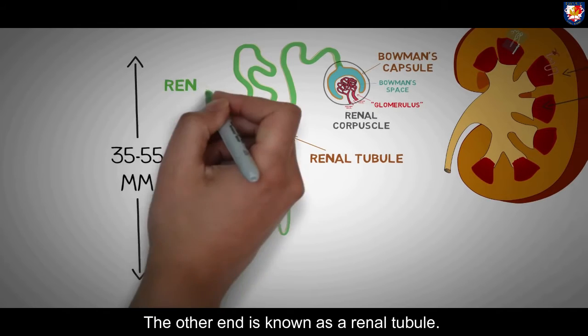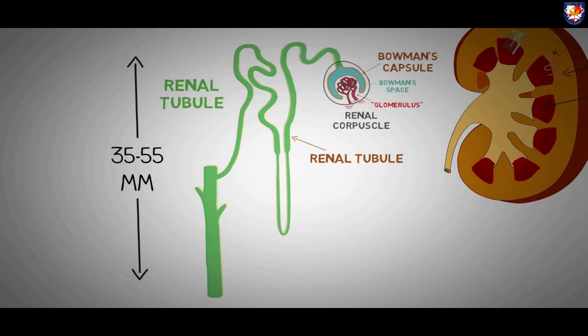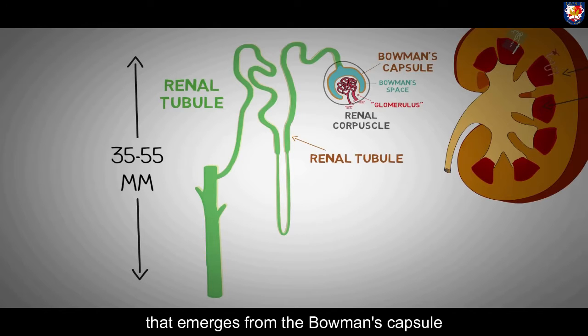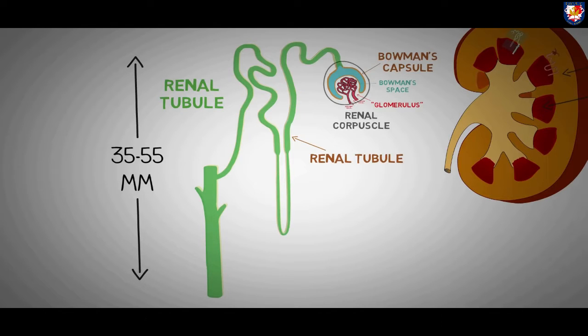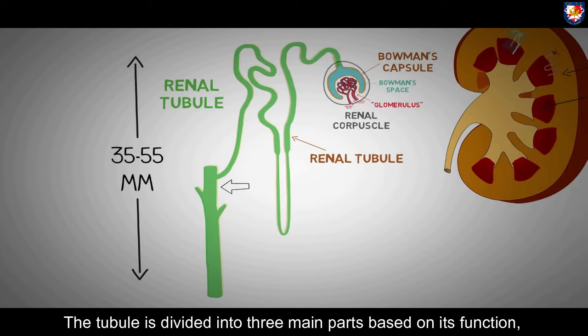The other end is known as the renal tubule. The word tubule means a small tube. As you can see, the renal tubule is a long and folded tube-like structure that emerges from the Bowman capsule at one end and it ends into the duct systems of the kidney. The tubule is divided into three main parts based on its function.